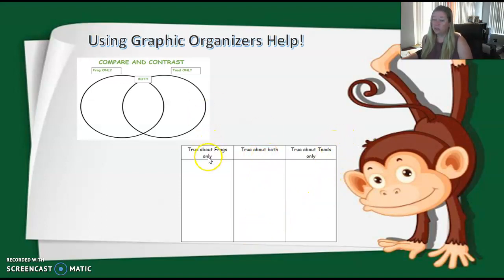Toads like dry places, frogs like wet places. I remember that from our reading, and that's just all we do. We fill these both out, and then we could transfer it from the Venn diagram into a nice organized column.